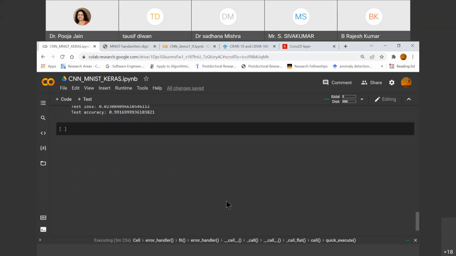Any question, any doubt? Should we see one more example here, or should we go to reinforcement learning?